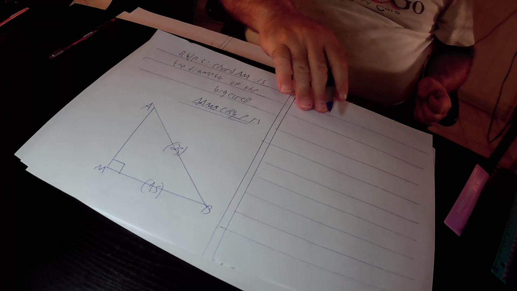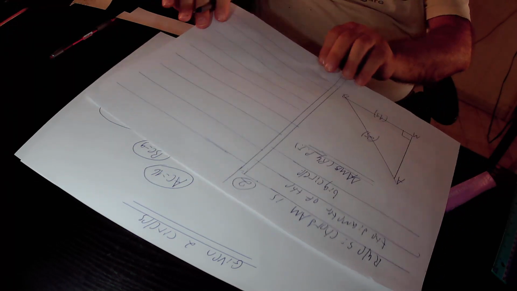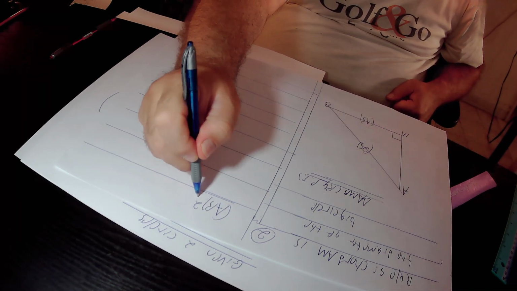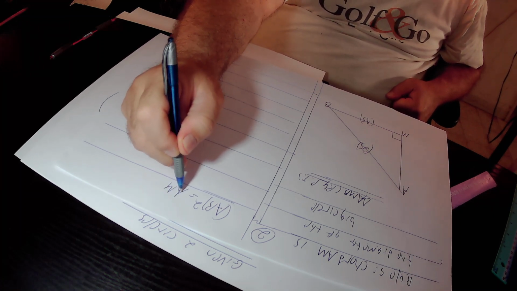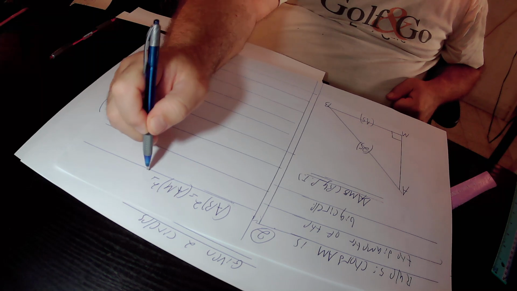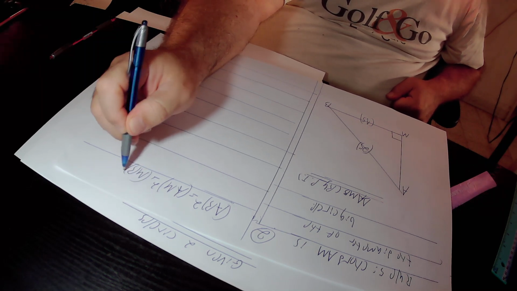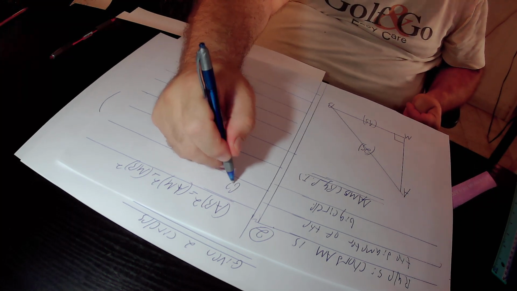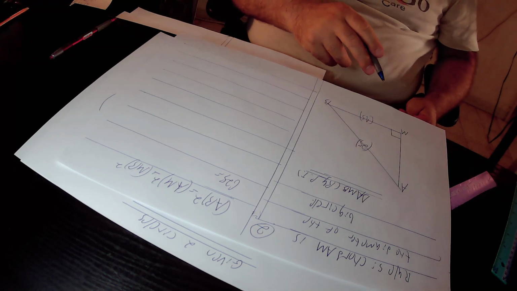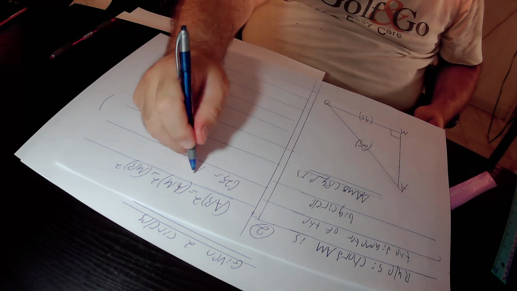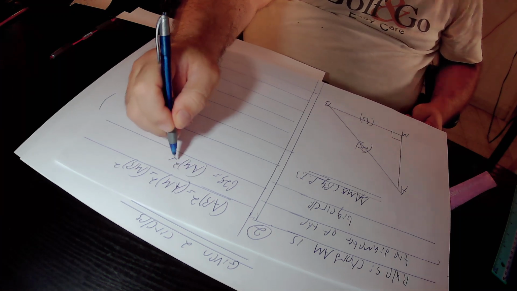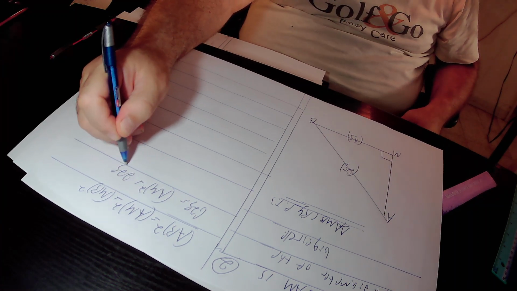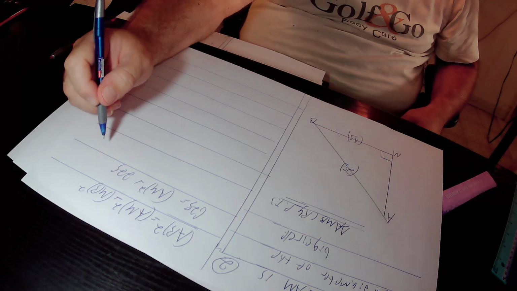So I'll write it down. AB squared, that is the square of the hypotenuse, is equal to AM squared plus MB squared. The hypotenuse AB is 25, therefore AB squared is 25 squared, that is 625, and it is equal to AM squared. AM is the missing side, so we leave it as it is. MB is 15, therefore MB squared is 15 squared, that is 225. So in total we found out that 625 equals AM squared plus 225.